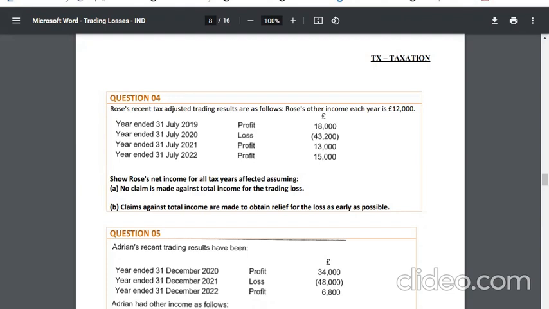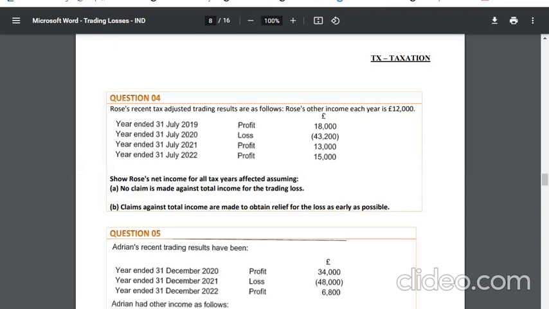Recent tax adjusted trading results are as follows. Other income each year is £12,000. Year ended 31st July 2019, profit 18,000. Year ended 31st July 2020, loss 43,200. Year ended 31st July 2021, profit 13,000. Year ended 31st July 2022, profit 15,000. Show net income for all tax years affected, assuming no claim is made against total income for the trading loss. Claims against total income are made to obtain relief for the loss as early as possible.